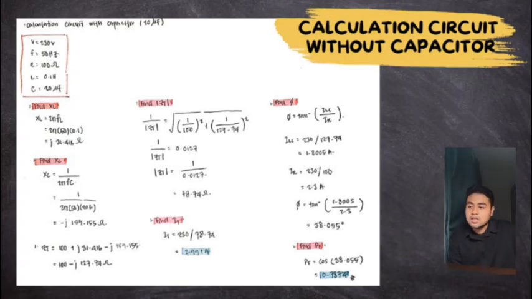Next we calculate the total impedance: just sum up all the impedances, and then we find the magnitude of the total impedance.